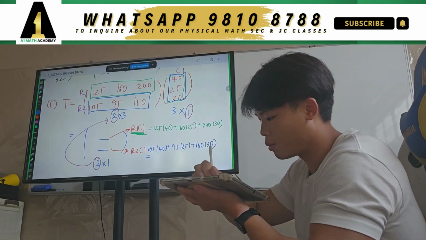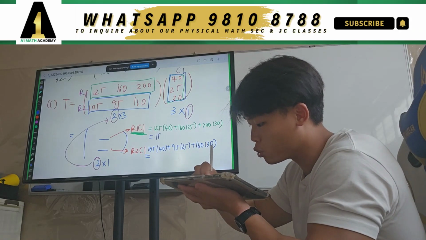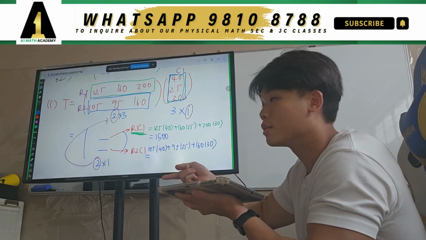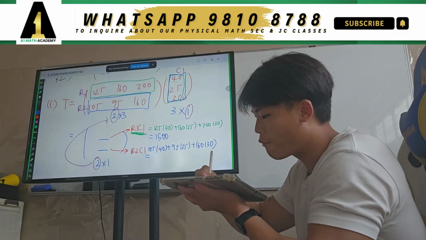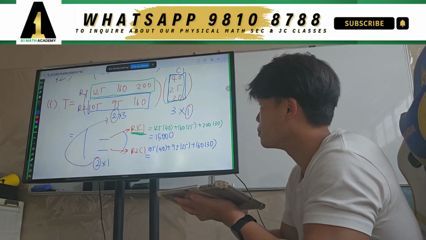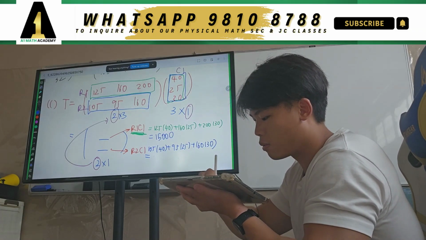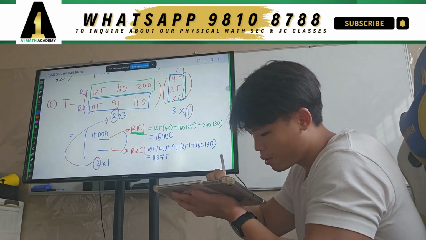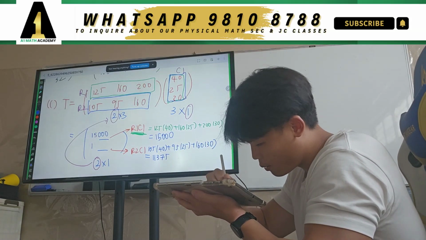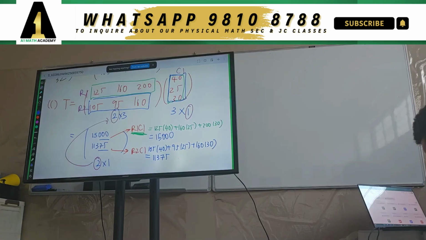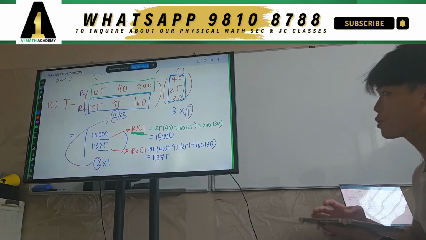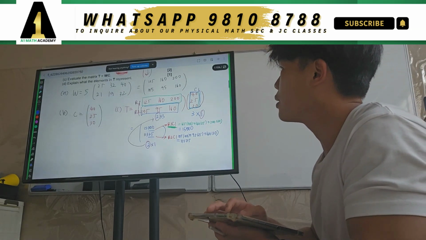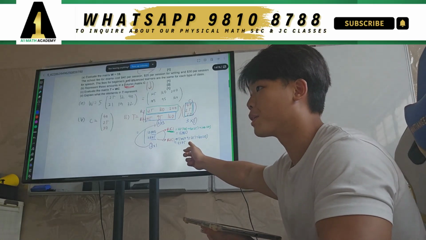The first one is 11500. Then the bottom is 11375. Okay, copy this. Correct. So now you know how to do matrix multiplication already?